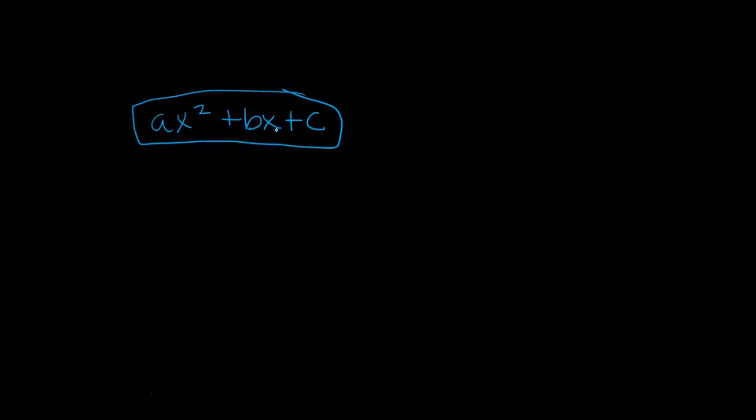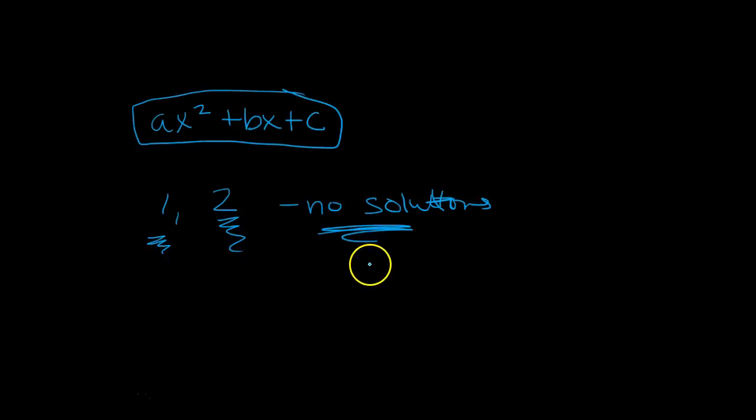Some of the basic things you need to know here. A quadratic equation is an equation that can be written in the form ax squared plus bx plus c. So this is the quadratic equation. Now, a quadratic equation can have 1, 2, or no solutions. So the answer is going to have 1 solution, 2 solutions, or no solutions.